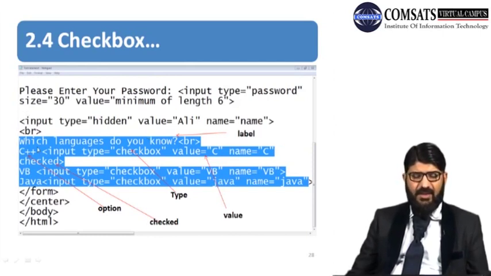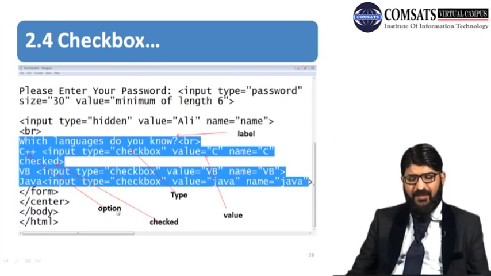After the hidden field, we have added the new code. Which language do you know about? And the line break. So we want to ask different sorts of programming language options from the user. So we have entered C++, input type is equal to checkbox, value is C and name is C. So it is checked by default. Next, VB, input type checkbox, value VB and name is VB, and then Java, input type is checkbox, value is Java and name is Java, and the form is closed.